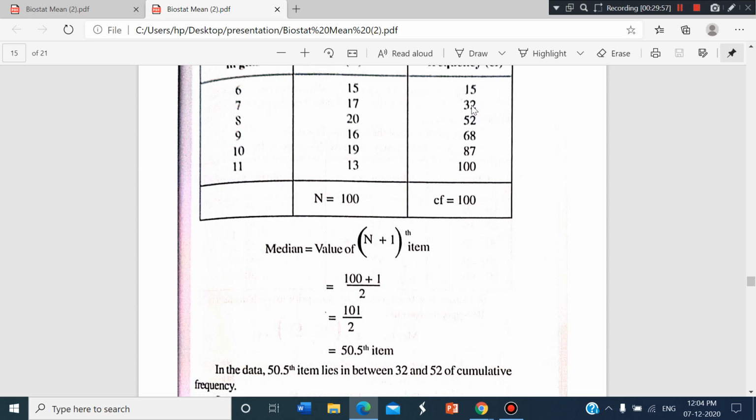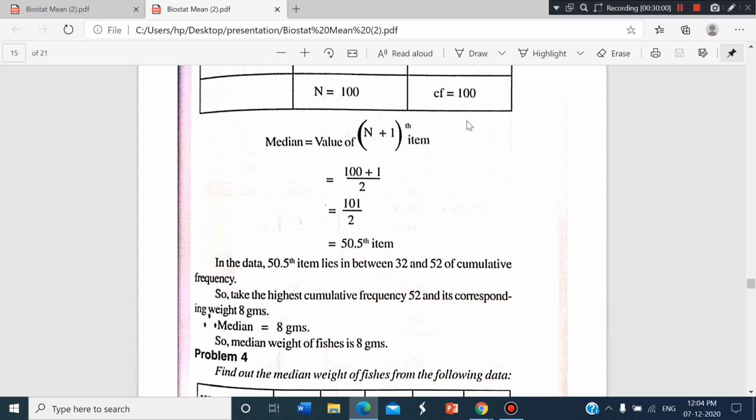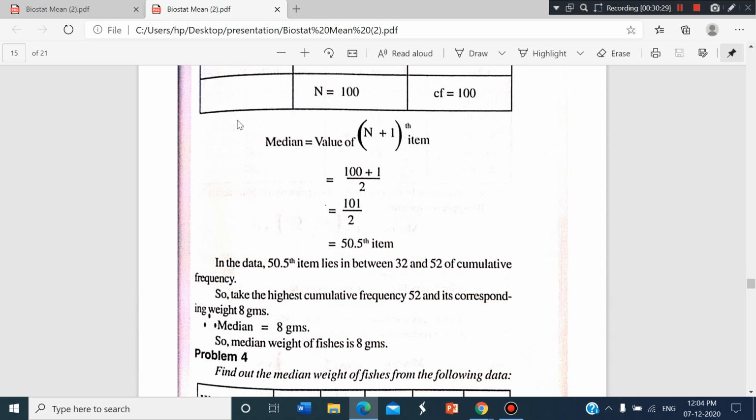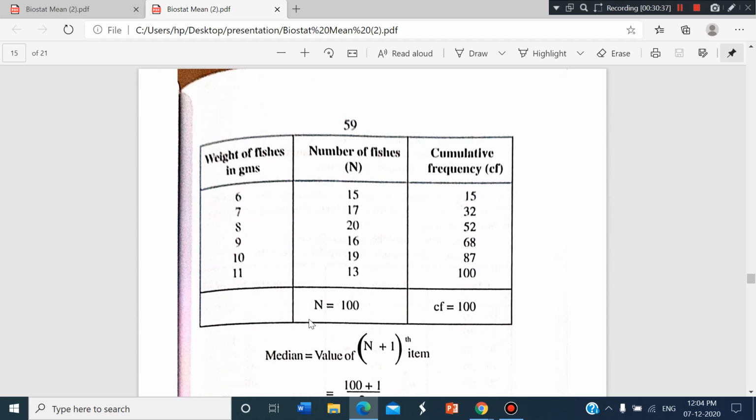So in between this 32 and 52, the cumulative frequency lies. Usually what is done here is, take the highest cumulative frequency and take the corresponding weight. Out of 32 and 52, 52 is the highest cumulative frequency and its corresponding value is 8. That is the weight in fishes. So median equals 8 grams. The median weight of fishes is 8 grams. That's what you have to calculate.